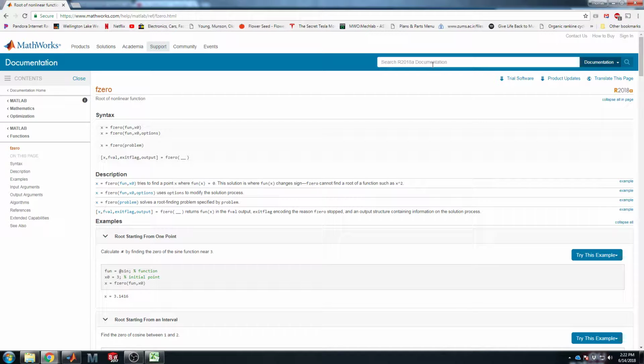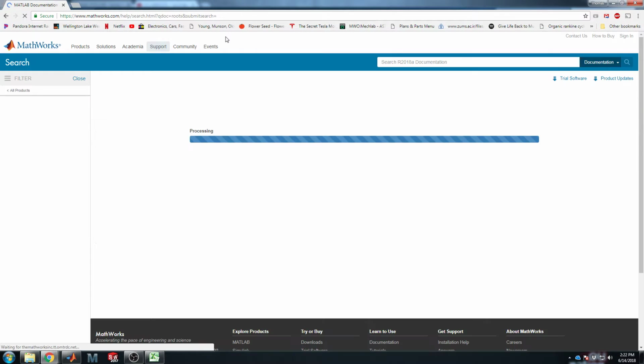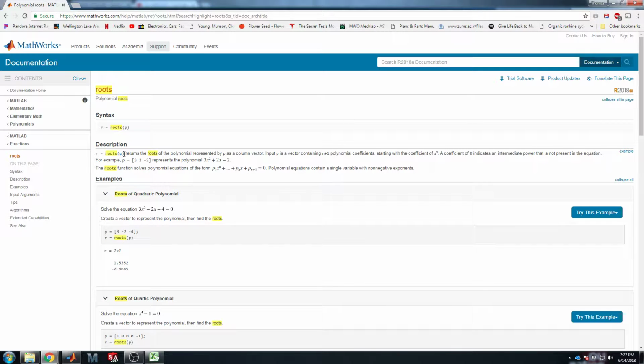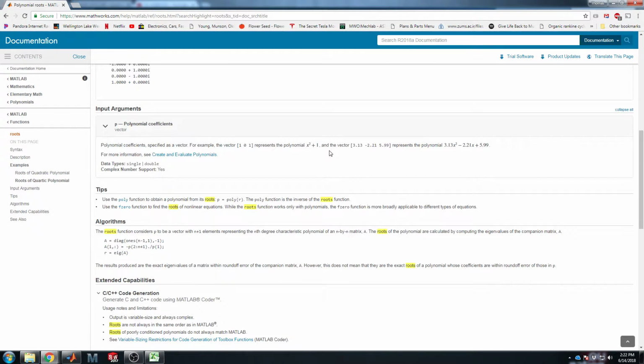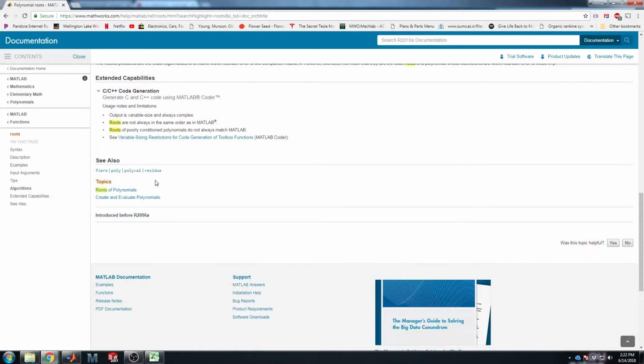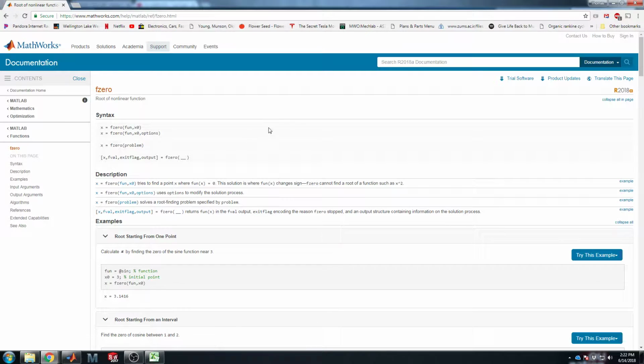You can search through here, and if we wanted to go to the roots documentation instead of the fzero documentation, well, there it is. It shows you the different types of inputs you could have into the function, some examples of those functions being used, as well as similar functions that might also play a role. There's the other one we're going to show you right now.